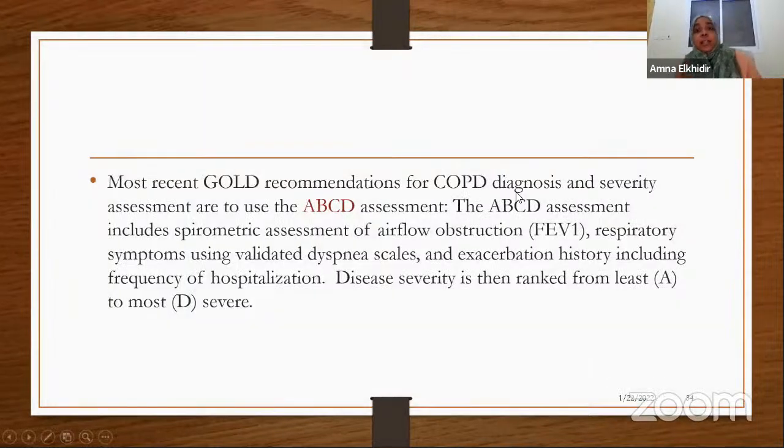We measure the severity of COPD using the ABCD assessment. It includes spirometric assessment of airflow obstruction in 1 second, respiratory symptoms using dyspnea scales, and we can go into the history to see the exacerbations, exposure to exacerbating agents like smoking. We can see the frequency of hospitalization. So after doing that, the disease severity is ranked from the least severe form A to the most severe form D.